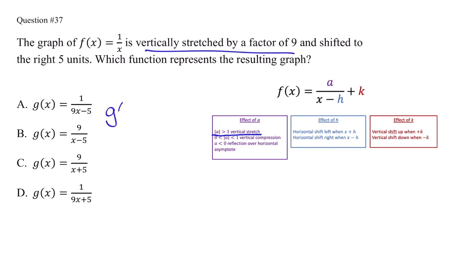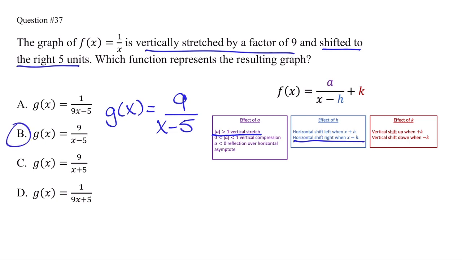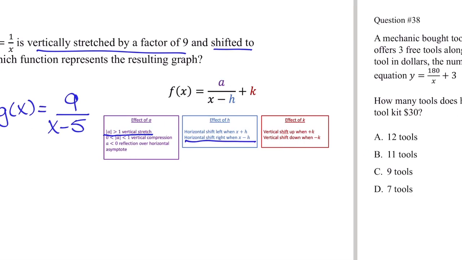So I have g of x equals 9 over, and then it's shifted to the right 5 units. Shift right is when you have x minus h, so that is going to be x minus 5. So the answer is B, it's going to be 9 over x minus 5.